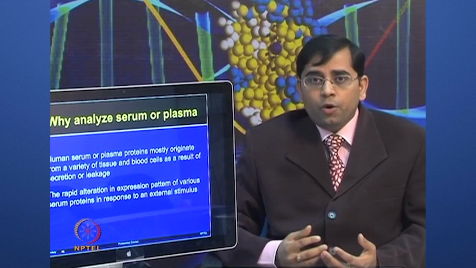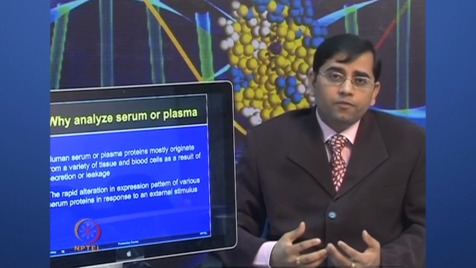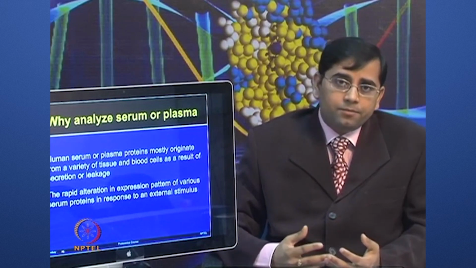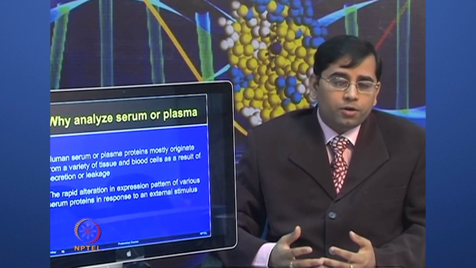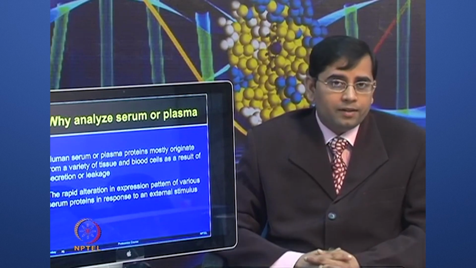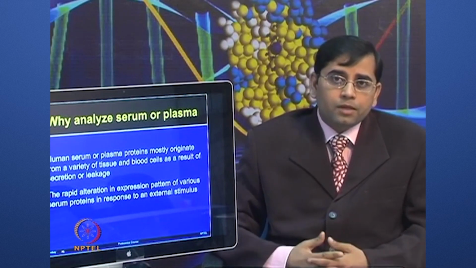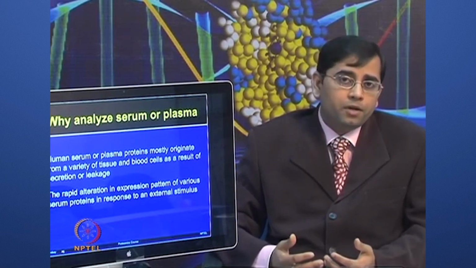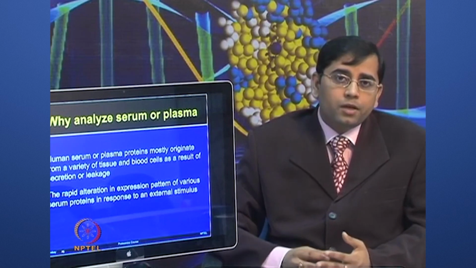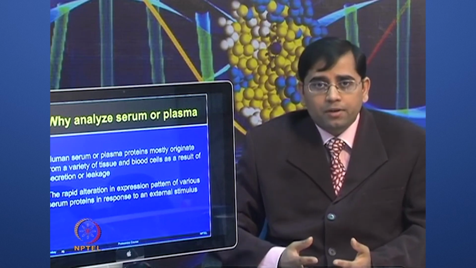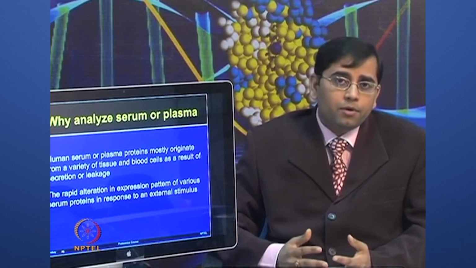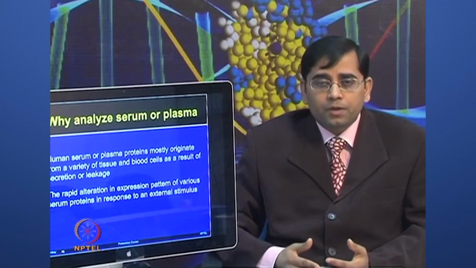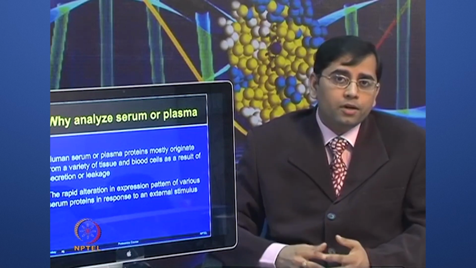So, to get a feel for the physiological changes happening in a patient due to a disease, people analyze the serum or plasma proteome very often, because blood removal for various tests is routinely performed in clinics. So, blood is a very easily accessible sample, and performing serum or plasma proteome analysis becomes very easy as compared to dissecting out a tissue for further analysis.